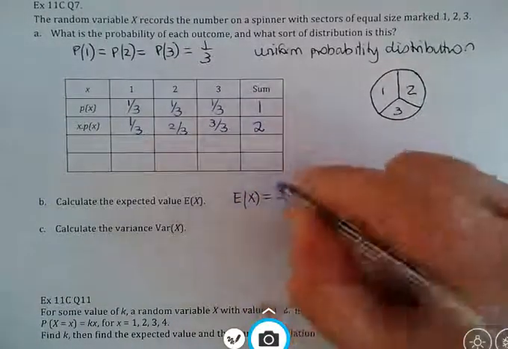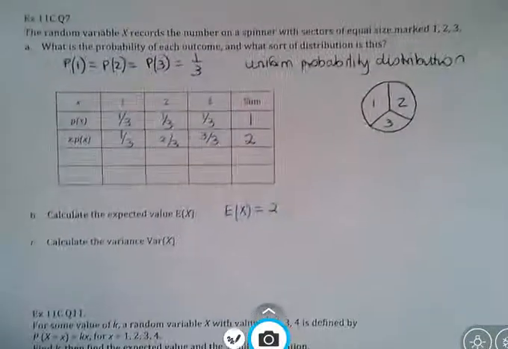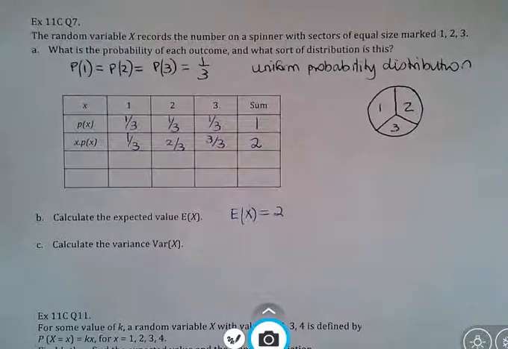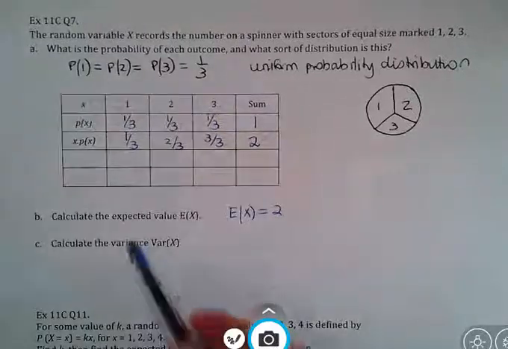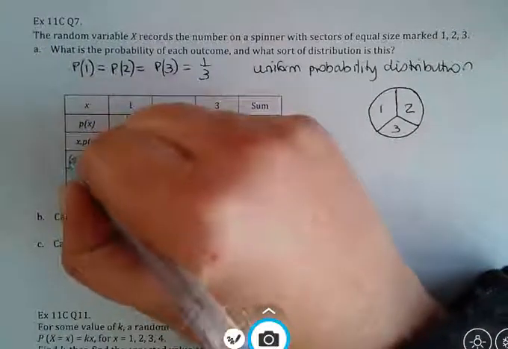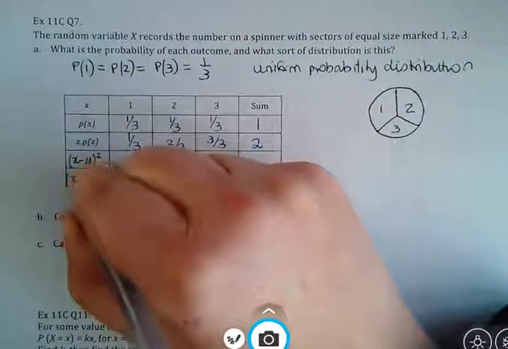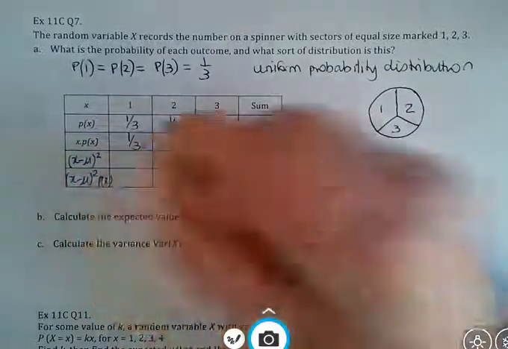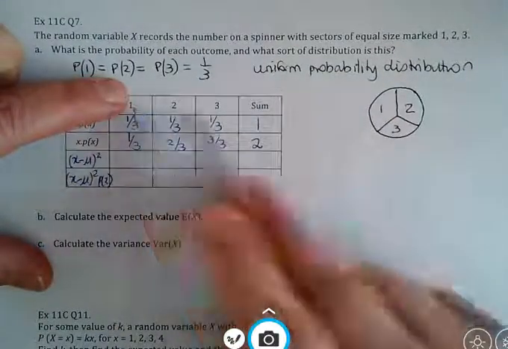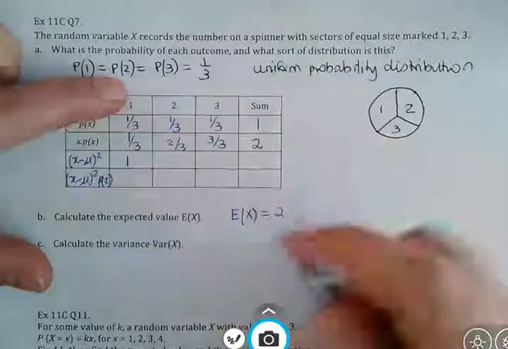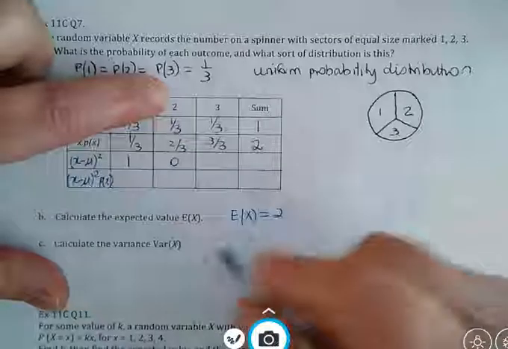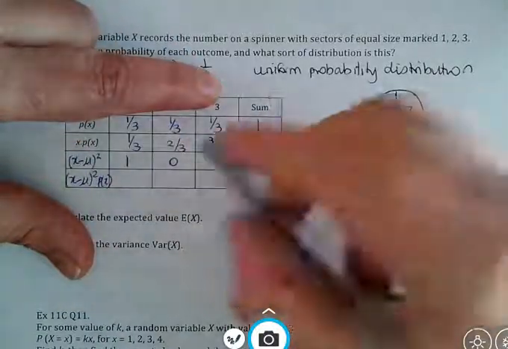So therefore, the expected value of x is 2, and the variance. Now, because we've got whole numbers, you could use either method. We can do x squared px, or you could use x minus mu squared. Let's use that method. We've got x minus mu all squared times the probability of x. So 1 minus 2 is -1, square that and you get 1. 2 minus 2 is 0, 0 squared is 0. 3 minus 2 is 1, 1 squared is 1.